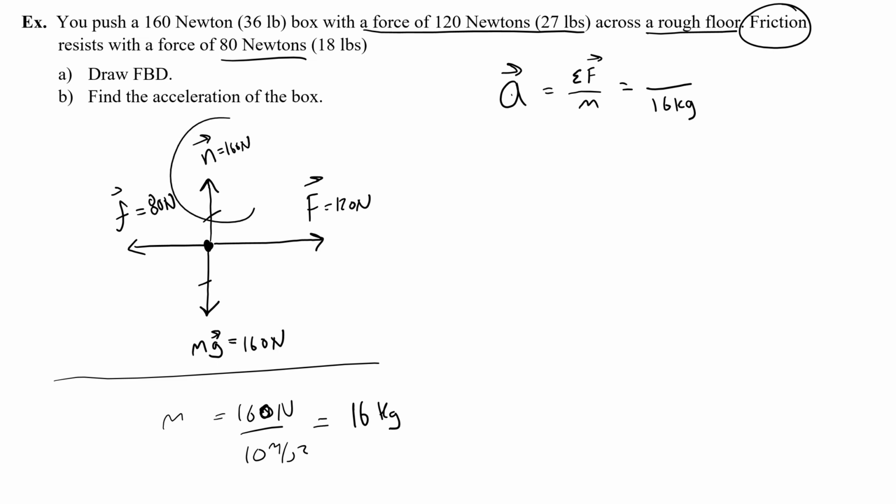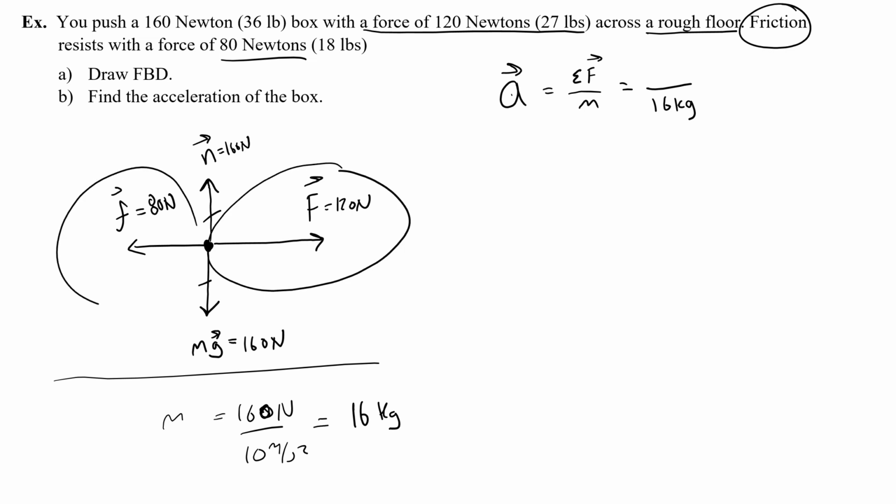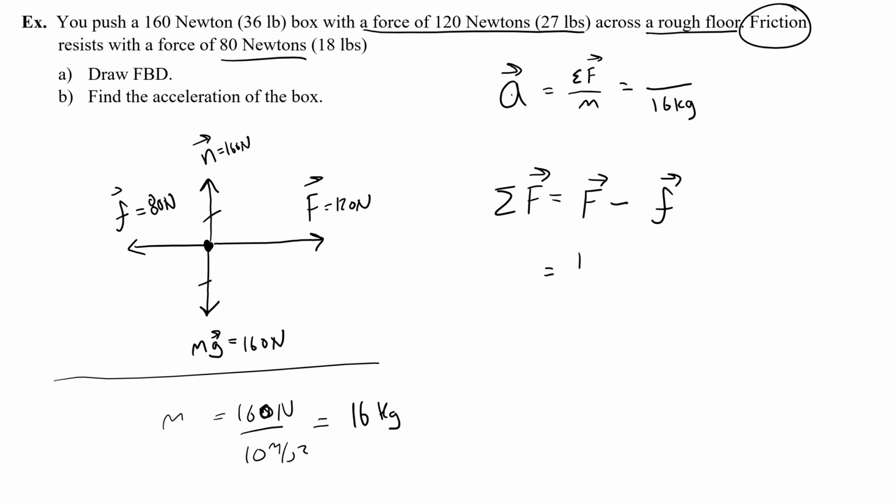The net force. Okay, so the normal force and the weight, again, are balanced in this problem, so they cancel out. And the applied force of 120 is resisted by friction with 80 newtons. So the way that I would find the net force is I would write sigma F equals applied force, it's positive because it's to the right, minus friction, which is negative because friction is to the left. So now I know the net force is 120 newtons minus 80 newtons, which gives me 40 newtons.